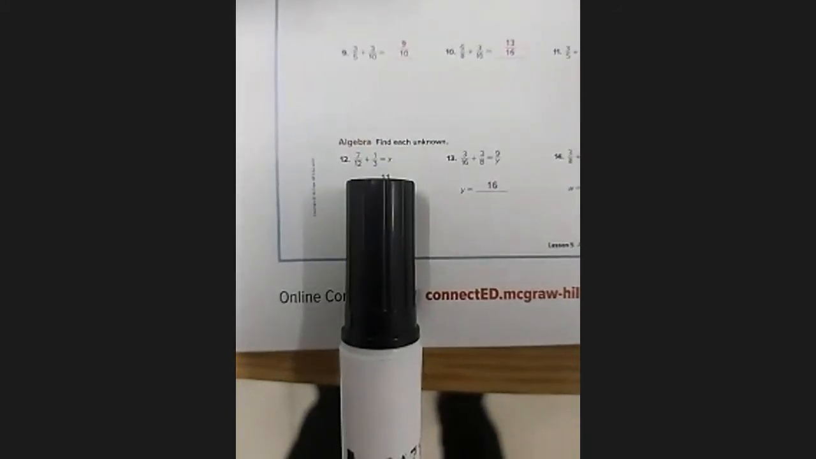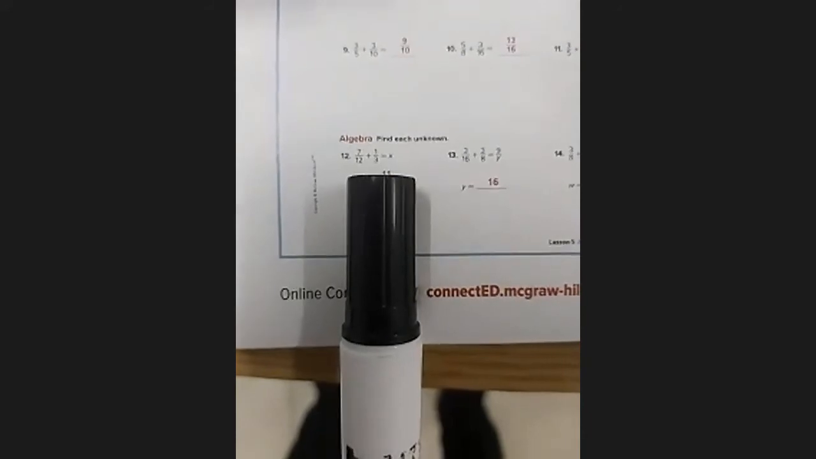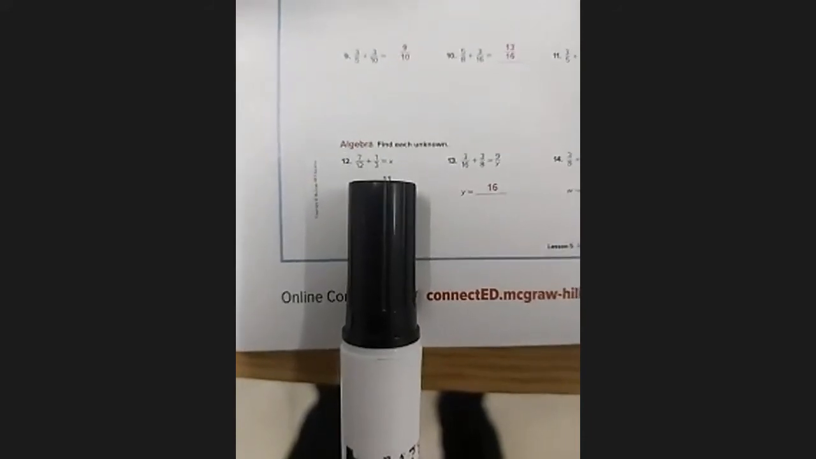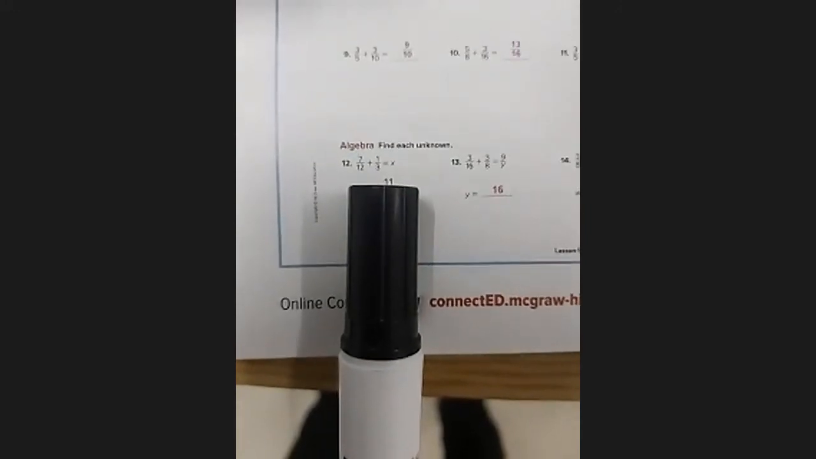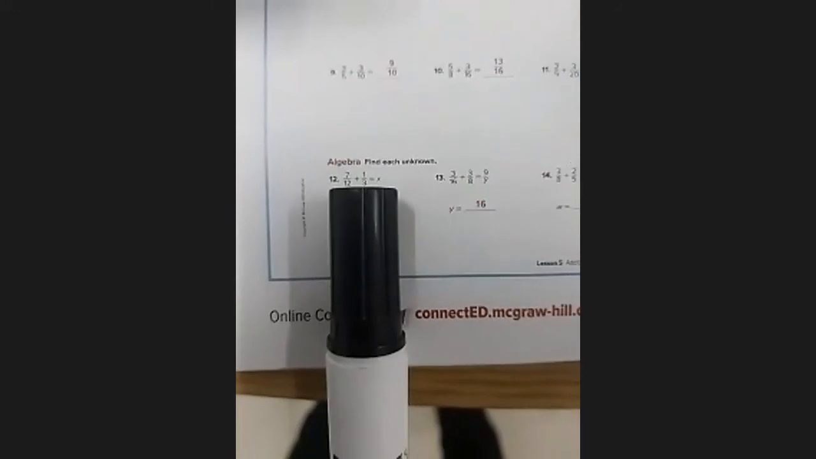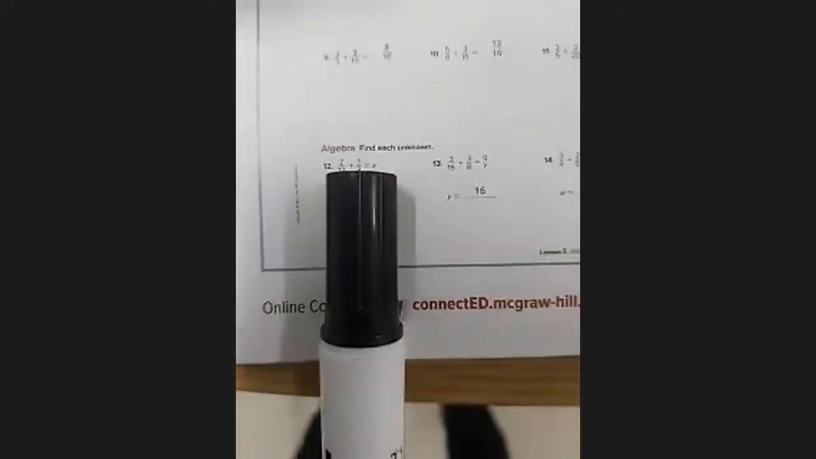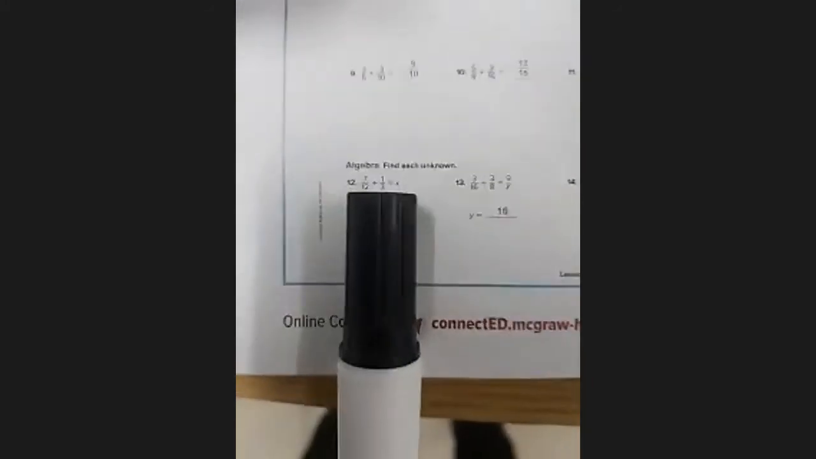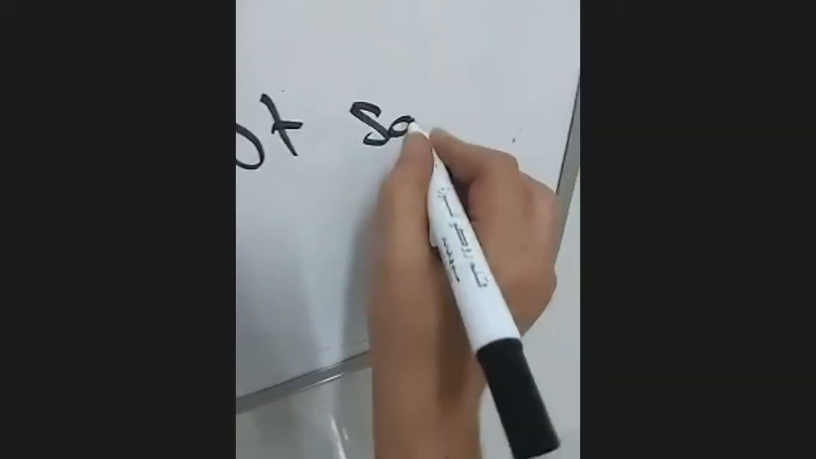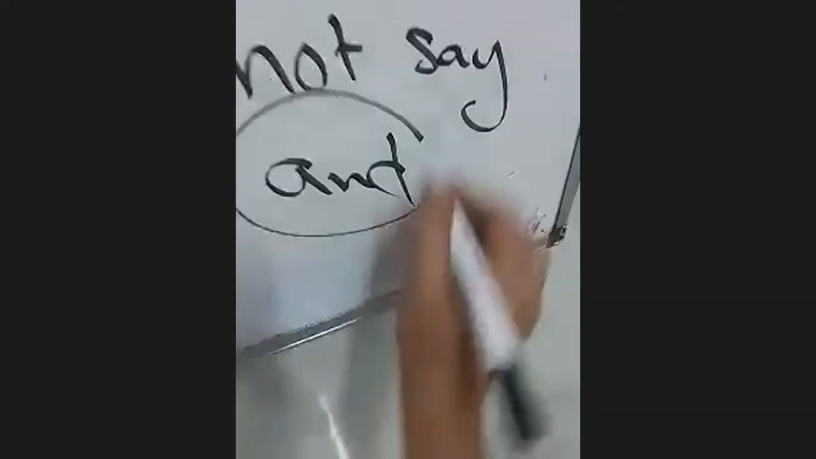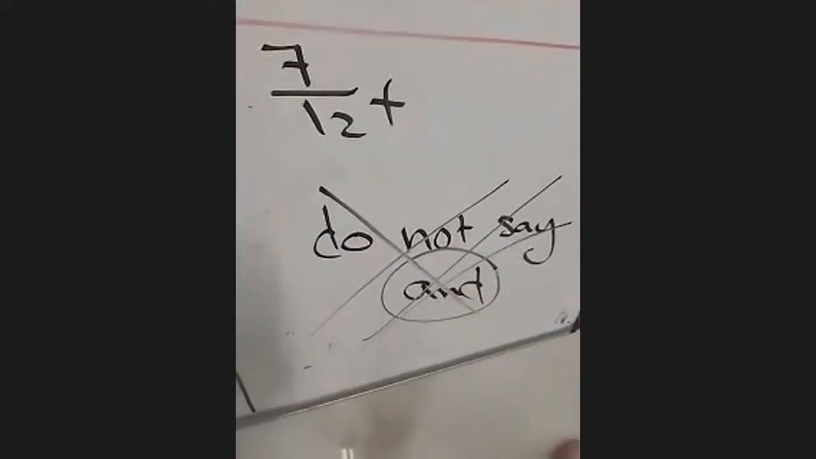7 over 12 plus 1 over 3 equals what? Read the question. 7 over 12 plus 1 over 3. Don't say "and". There is no "and" in fractions; nobody says "and".